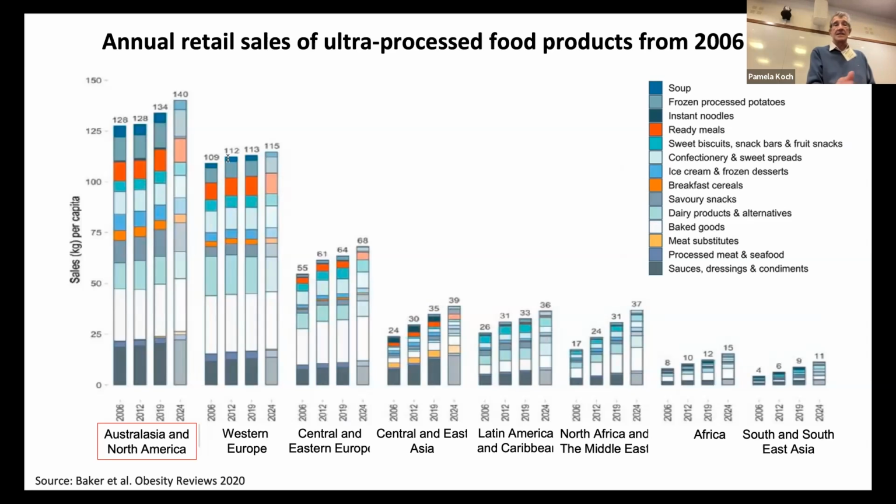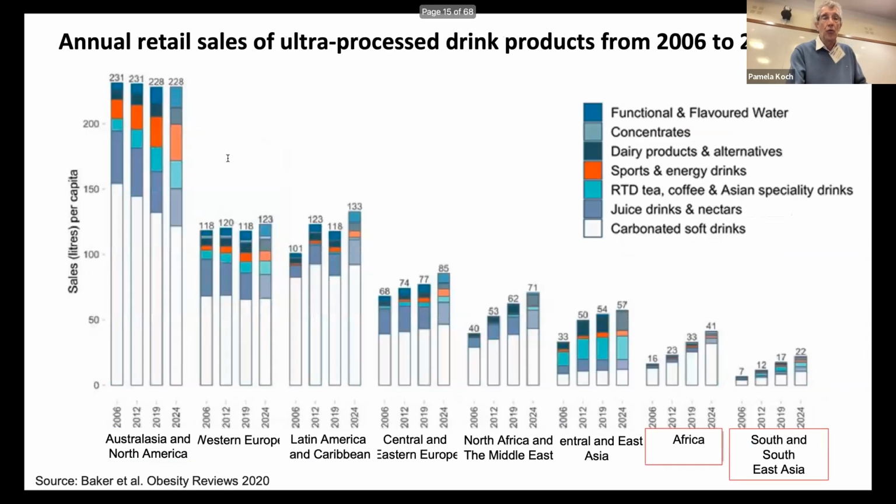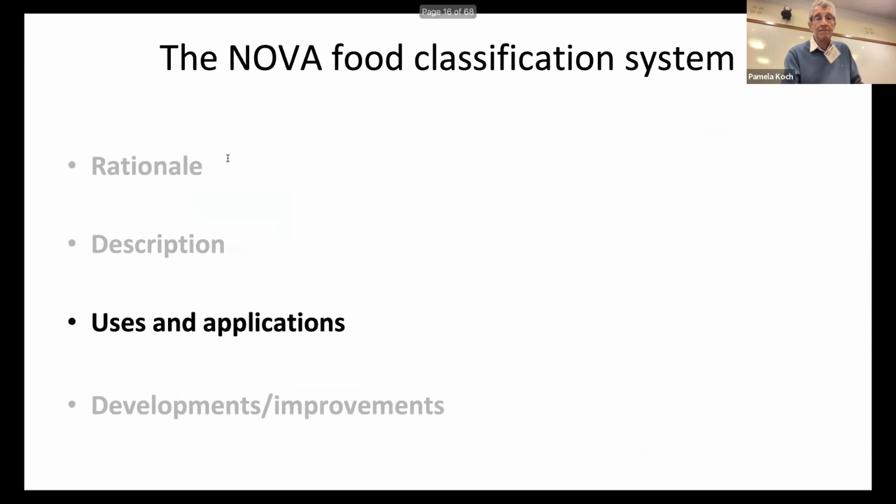So you see that there is some increase in the US and Western Europe, but the increase is much faster in countries in Africa, in Asia, in Latin America. This is for foods. These are for ultra-processed drinks. Well, that's a general picture.